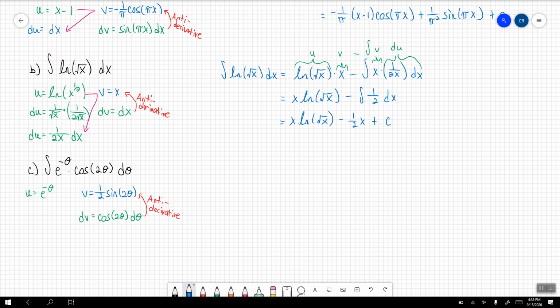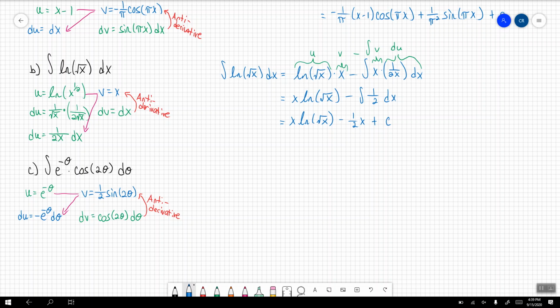Great. Now if I want to take my derivative for u, then taking my derivative du for this function here, the derivative of e to the negative theta is going to be itself multiplied by the chain rule. So multiplying that derivative by the chain rule gets us negative e to the power of negative theta d theta. Now we can take the u times v minus the integral of v du.